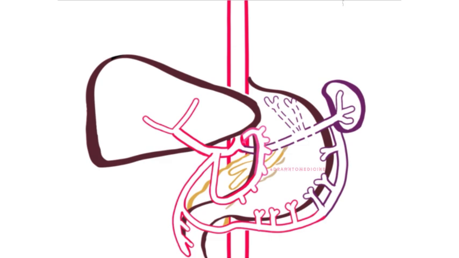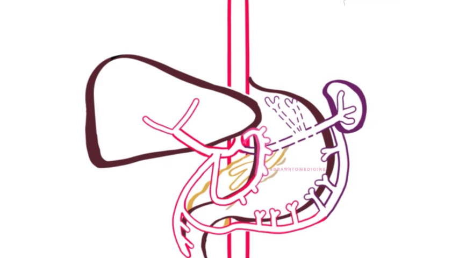So, as you may know, the celiac trunk, along with the superior mesenteric artery and the inferior mesenteric artery, are branches arising from the abdominal aorta, which are going to supply different structures in the abdominal region. The superior and inferior mesenteric arteries are going to supply the intestines, and I'm going to talk about them in another video that you can check out. But for this video, we're going to focus on the celiac trunk.